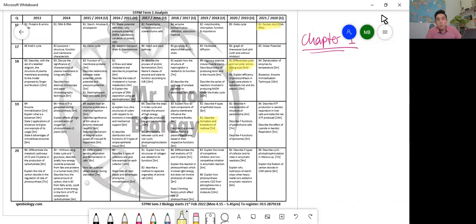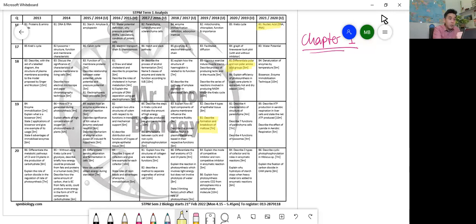Guys, you can check the past year book. The question is as short as describe formation and breakdown of maltose. 3 marks, 7 marks, 3 marks. Alpha glucose, you get 1 mark. These two undergo condensation, another mark. The product is maltose and the other product is water molecule. Breakdown is hydrolysis. So guys, quite easy to score this question.